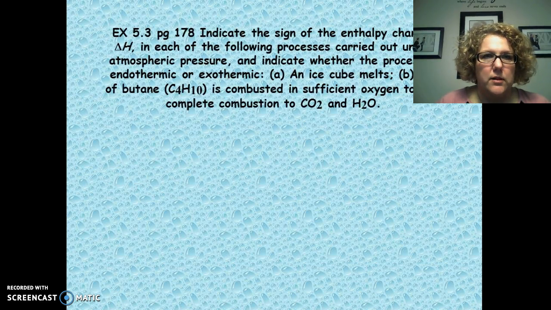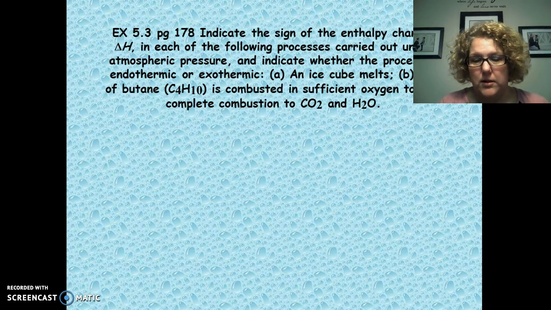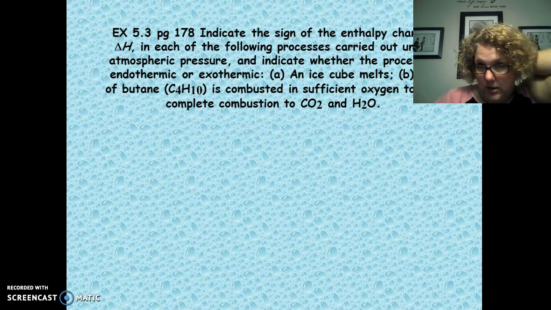All right, so here's a sample problem. Indicate the sign of the enthalpy change, the delta H, in each of the following processes carried out under atmospheric pressure. It's always going to say carried out under atmospheric pressure. Don't let that confuse you. That just means there's no work happening here. All we're worried about is Q. Q is going to be the delta H. And then indicate whether it's exothermic or endothermic.